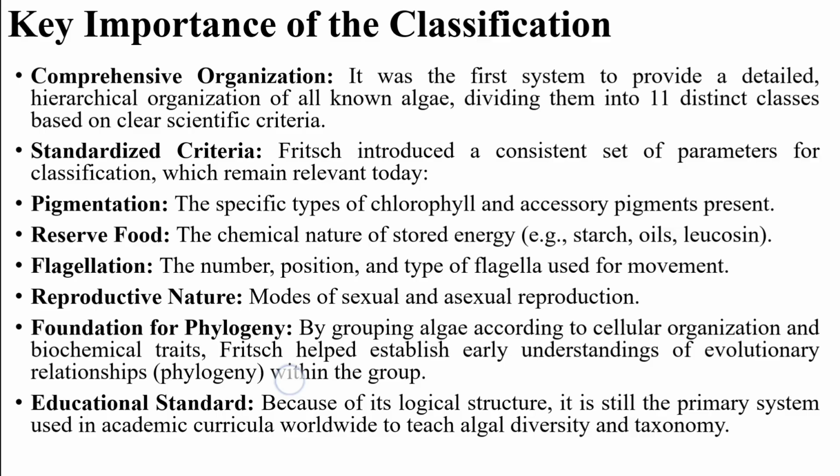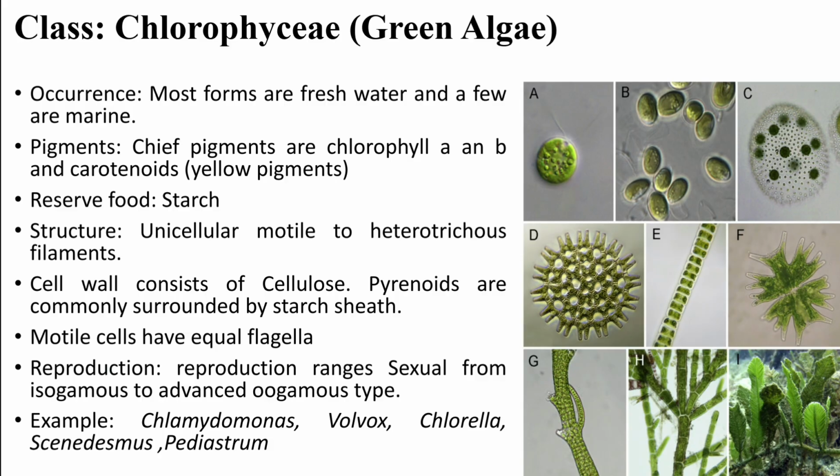Foundation for phylogeny. By grouping algae according to cellular organization and biochemical traits or characters, Fritsch helped to establish early understandings of evolutionary relationships, or phylogeny, within the group. Next, educational standard. Because of its logical structure, it is still the primary system used in academic curricula worldwide to teach algal diversity and taxonomy. Okay, so these are some important points of the Fritsch classification system. So what are the classes? Let us discuss each of them in detail.